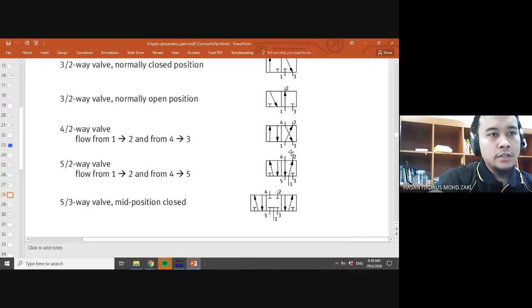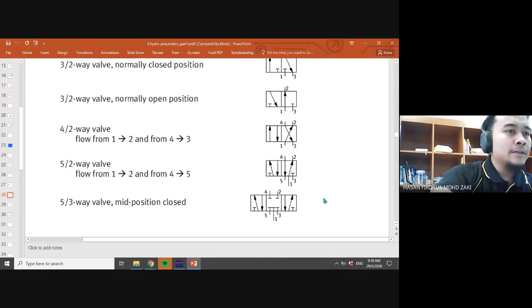So it's in the initial position. So if this position is selected, now you have the flow from 1 to 4. Okay, 1 to 4, and then here 2 to 3, okay, for the exhaust, and then 5 is blocked.